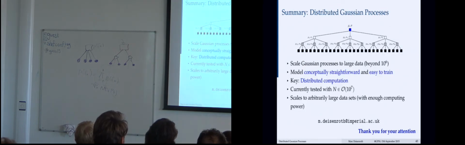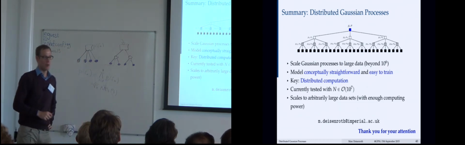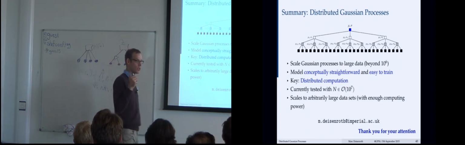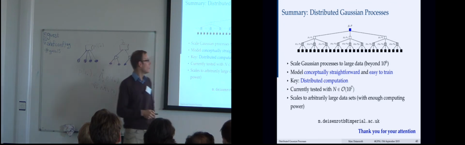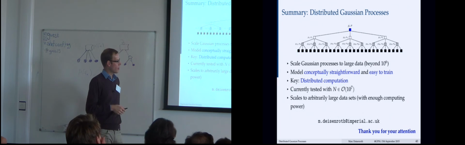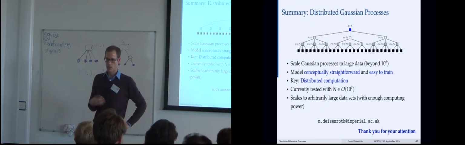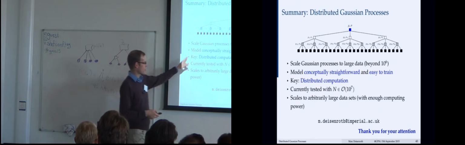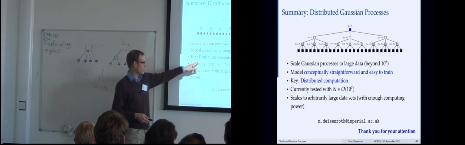Okay, so let me quickly summarize. There are some very interesting ways of scaling Gaussian processes. One is the idea with the inducing inputs; most of the sparse Gaussian process is based on these inducing ideas. And here we discussed a way of distributing computations, and we can go beyond million data point size data sets. The model is conceptually extremely straightforward and very easy to train. The key is really just distributed computation.